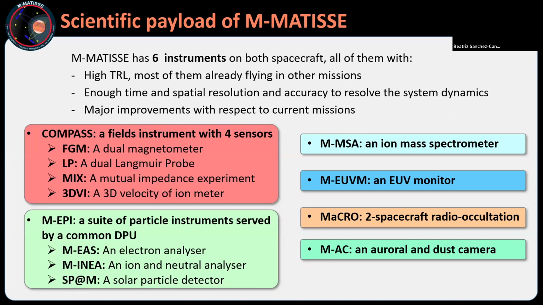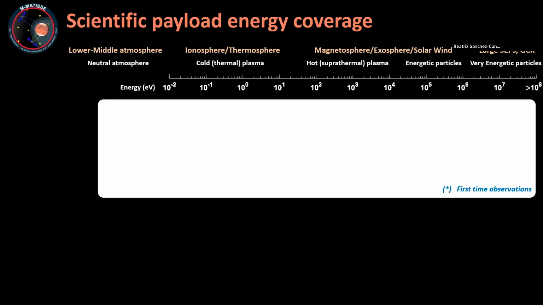So all of them have very high TRL, because I would say 90% of them are already flying in another mission, so it's quite safe in terms of maturity for the payload. And because we have 2 spacecraft, there is a very clear improvement with respect to everything that we have at Mars. So if you want to see this in terms of energy, how is the coverage of the system? Hopefully this scheme will help you to understand that.